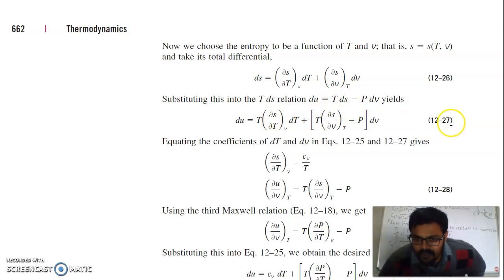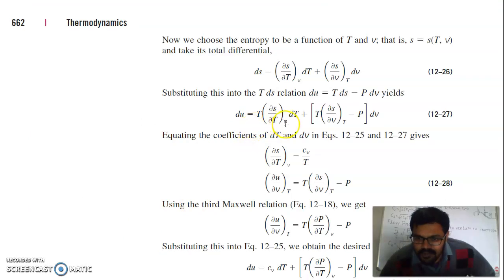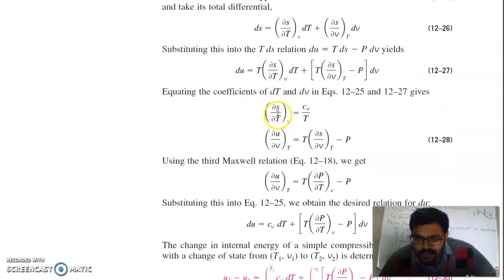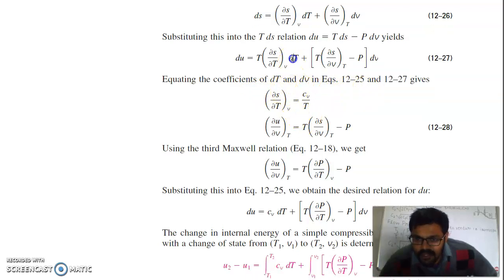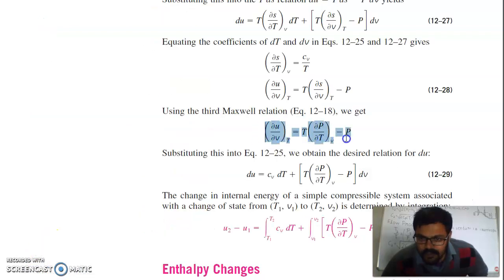Now equating equation 12.27 with equation 12.25, because this is also a differential change in internal energy, and this is also a differential change in internal energy. When you equate the coefficients of dT and dV, you will get these two equations. So using the Maxwell relation, you can replace the value of entropy change with volume at constant temperature in terms of pressure and temperature. So you get this equation.